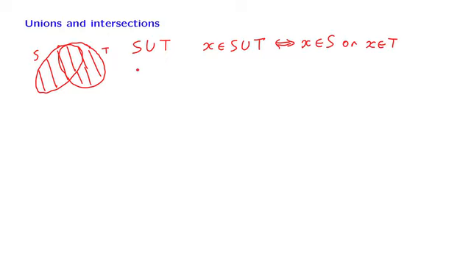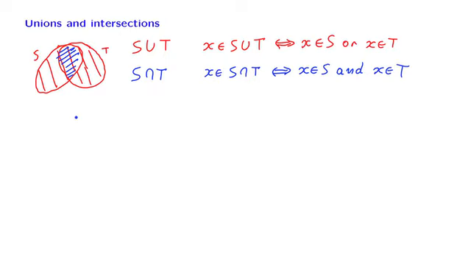We can also form the intersection of two sets, which we denote this way, and which stands for the collection of elements that belong to both of the sets. So formally, an element belongs to the intersection of two sets if and only if that element belongs to both of them. So x must be an element of S, and it must also be an element of T.